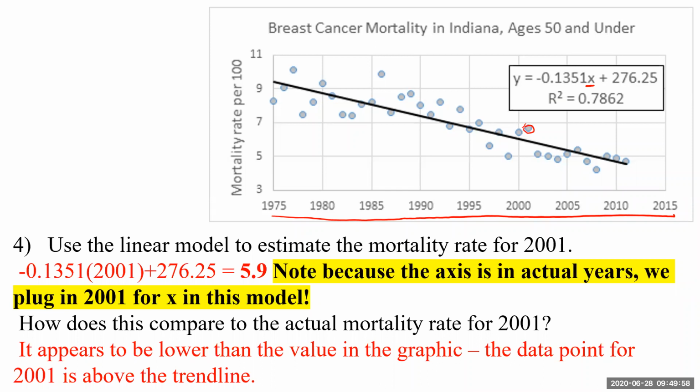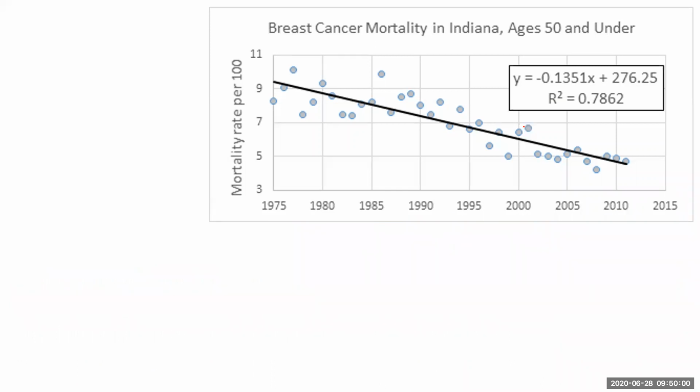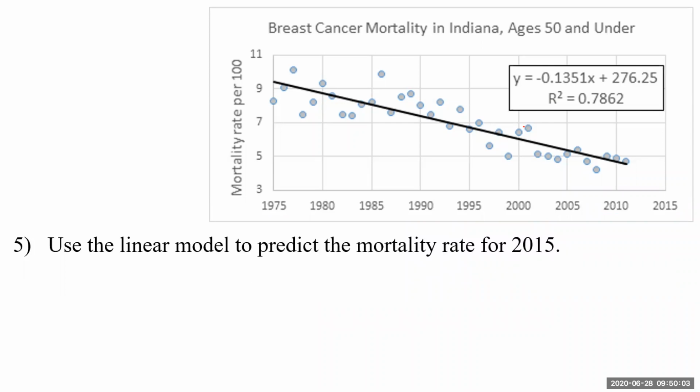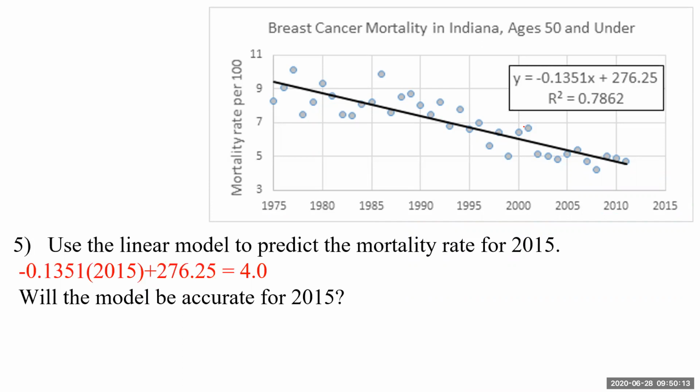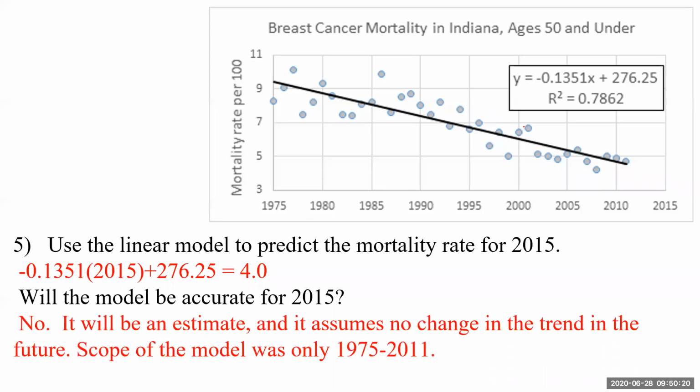Okay, nice. Now, use the linear model to predict the mortality rate for 2015. Again, you plug in 2015 into your equation and you have 4. Now, will the model be accurate for 2015? No, because 2015 is outside the scope. The scope ends there, right? So 2015 is outside the scope of the model, so it wouldn't be accurate, though we can estimate.